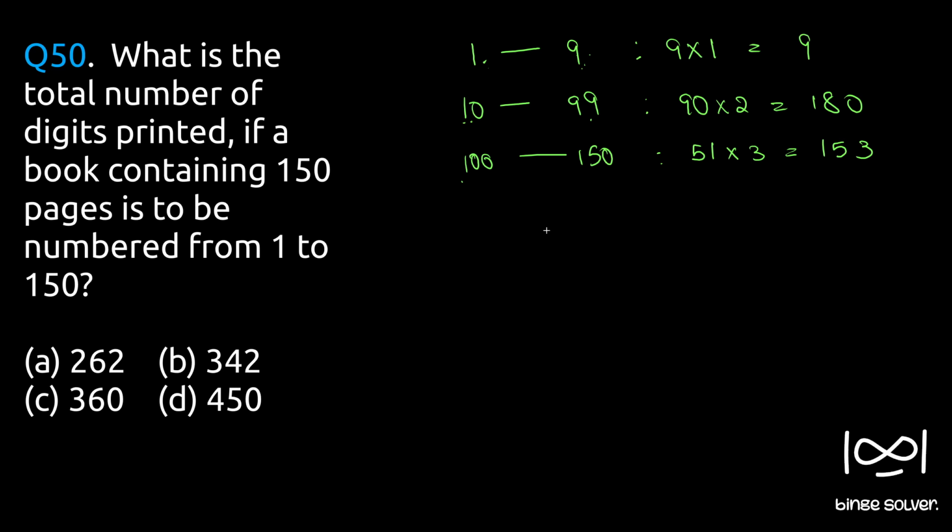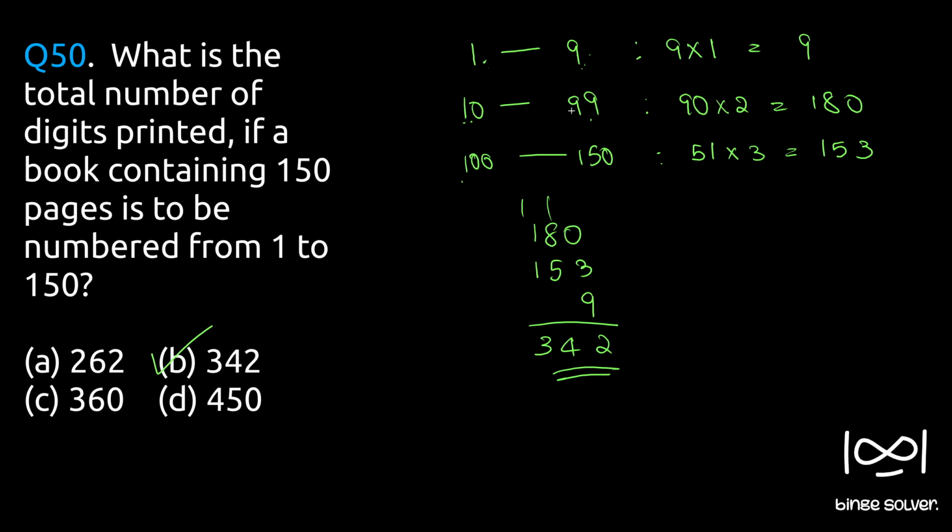So if you sum it up, 180 plus 153 plus 9. So 9 plus 3 is 12, 12 plus 5 is 17... so the total is 342 digits required. So the solution to question 50 is B, 342.